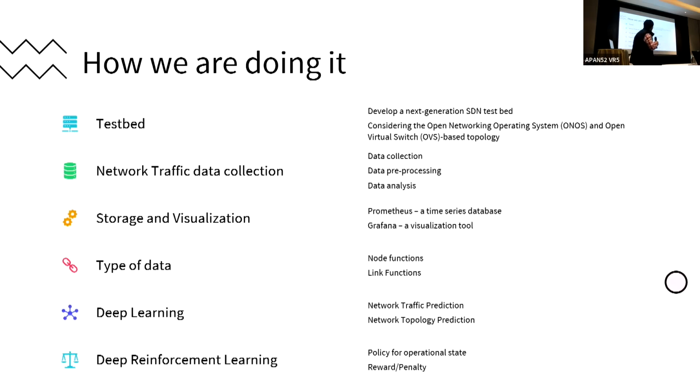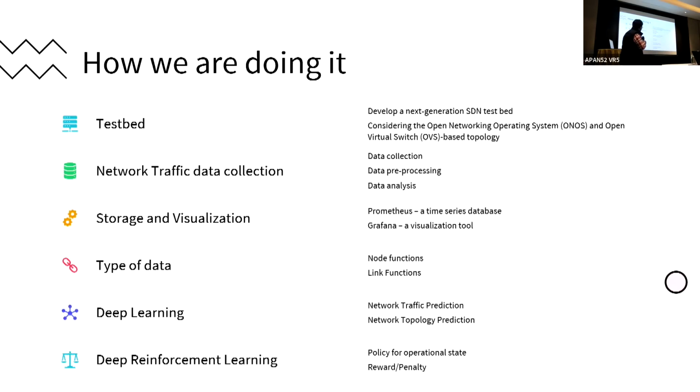the visualization of the data. The types of data we are considering in this problem are two: a node function and a link function. A node function can be packet drop, CPU utilization, packet processing, these kinds of things. And the link function covers link properties like latency and bandwidth.